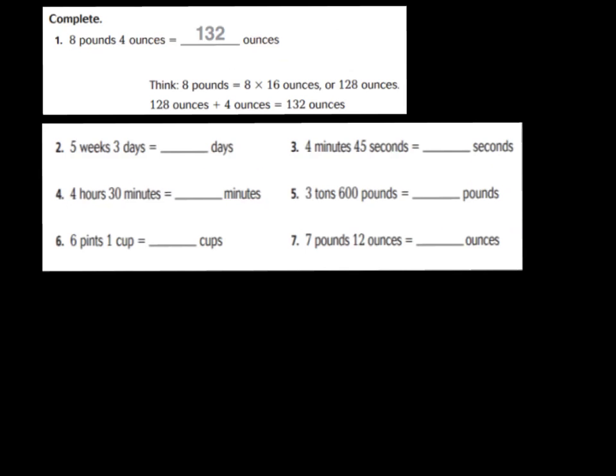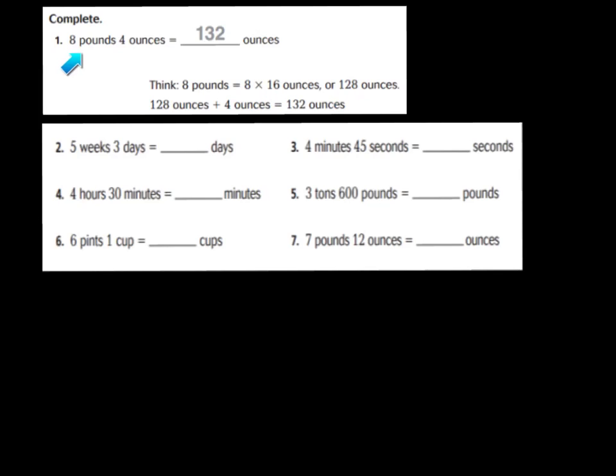So let's look at the first example for number 1 that's done for you in your Go Math book. The first example says 8 pounds, 4 ounces equals 132 ounces. Well, here's how they did that. You want to think that there are 8 pounds, so remember we learned in class that 16 ounces equals 1 pound. So when you multiply 8 times 16, you're going to get 128 ounces.